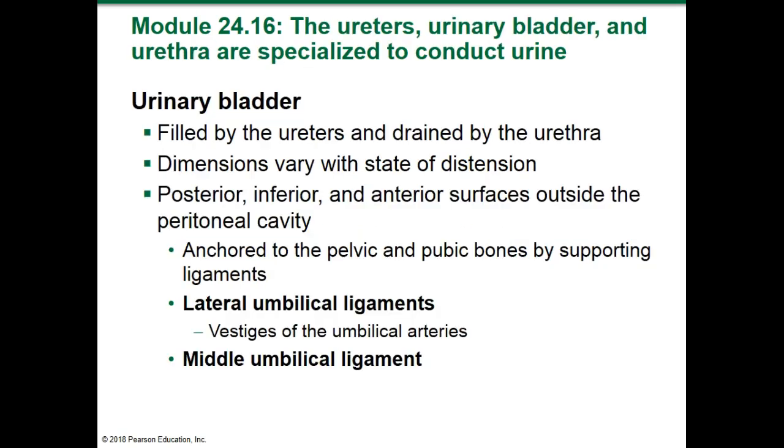The urinary bladder is filled by the ureters and drained by the urethra. Dimensions are different depending on how much urine's in there, its state of distension. Posterior, inferior, and anterior surfaces are outside the peritoneal cavity, anchored to the pelvic and pubic bones by the supporting ligaments. You have lateral umbilical ligaments, sorry, that really were vestiges of the umbilical arteries. And then you have a middle umbilical ligament.